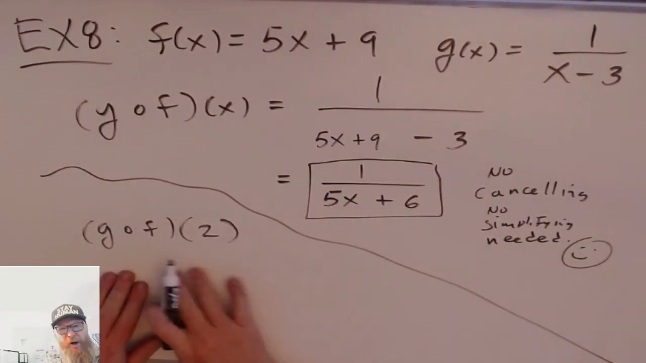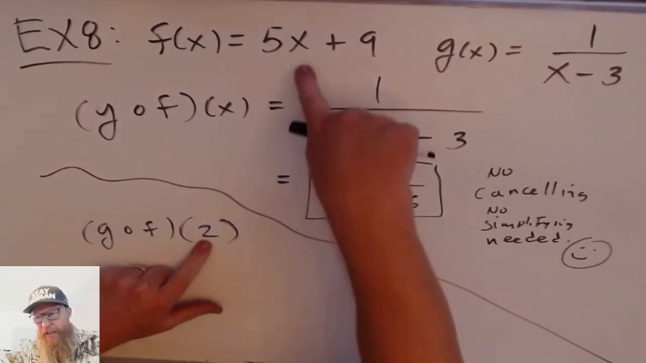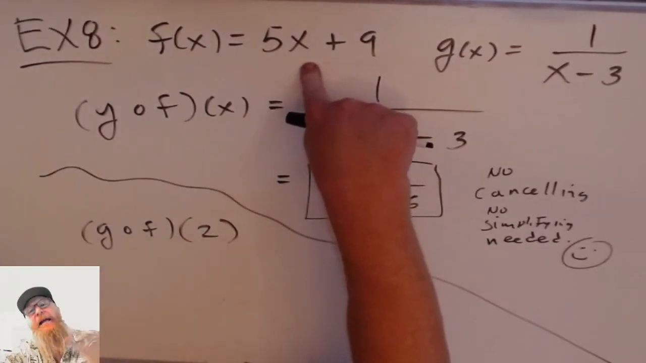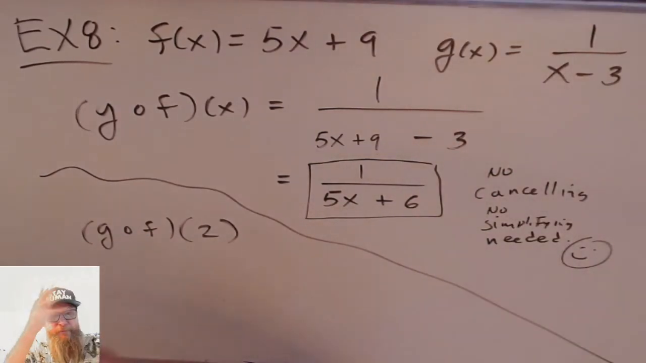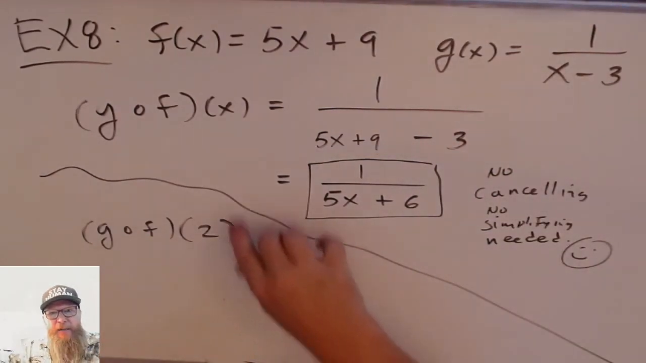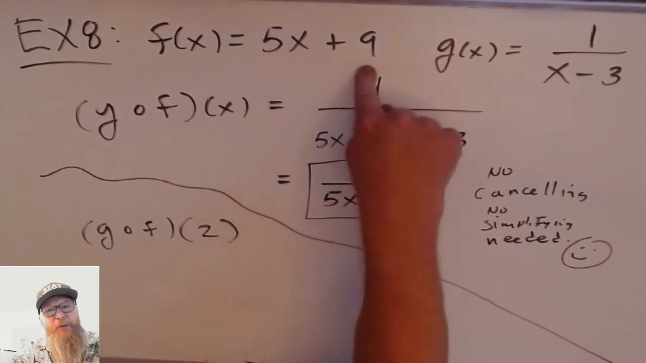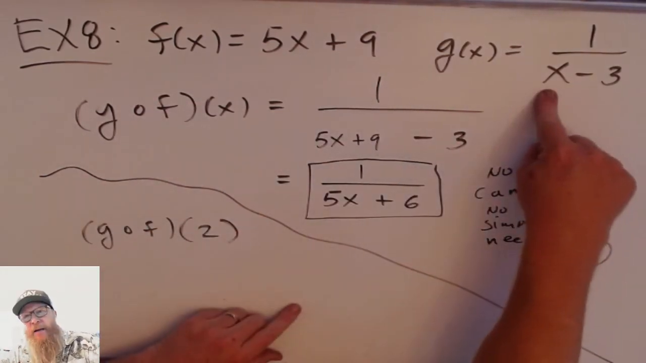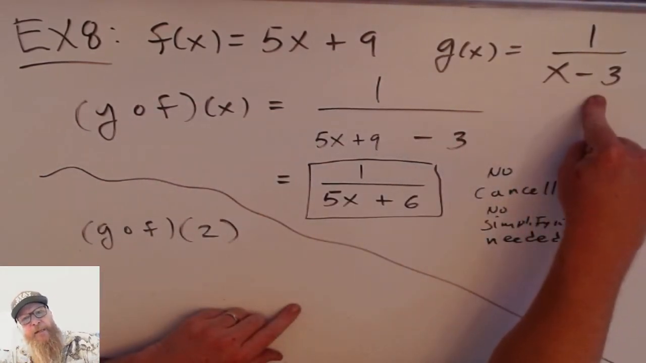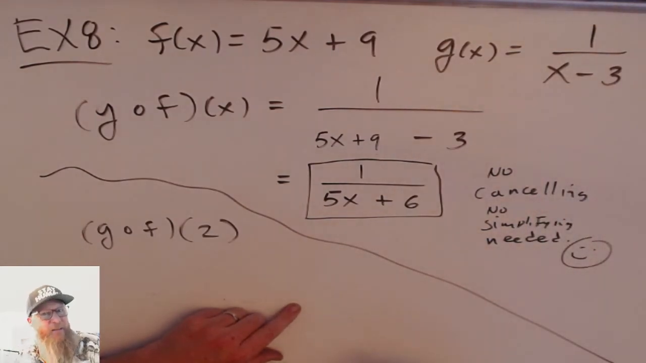All right, so now g of f of 2, I do have 2 choices, right? I still have those 2 choices. I could take 2, plug it into f, figure out what I get, and then take that and plug it into g. Let's do that mentally. Nothing up my sleeve, nothing in my hand. That's why I picked a nice number like 2. 5 times 2 is 10, plus 9 is 19. And now take 19 and plug it into here. 19 minus 3 is 16. So the answer is 1/16.